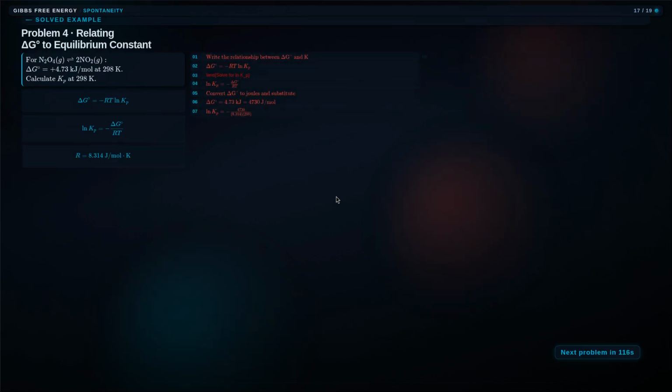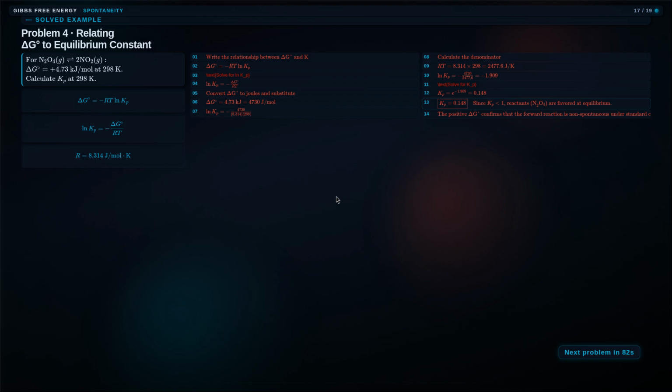Problem 4. Relating delta G naught to the equilibrium constant. For N2O4 gas in equilibrium with 2NO2 gas, delta G naught equals plus 4.73 kilojoules per mole at 298 Kelvin. Calculate Kp at 298 Kelvin. Step 1. Write the relationship. Delta G naught equals negative RT ln Kp. Step 2. Solve for ln Kp. ln Kp equals negative delta G naught over RT.